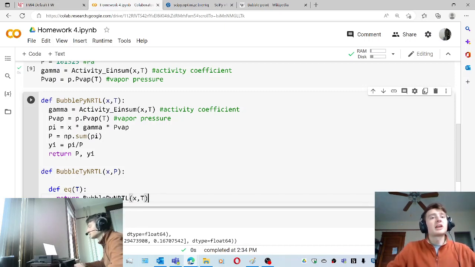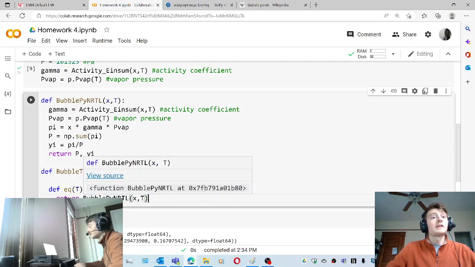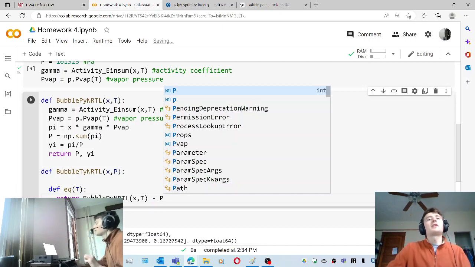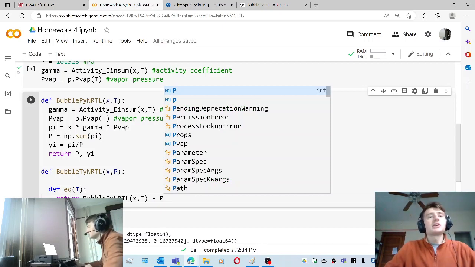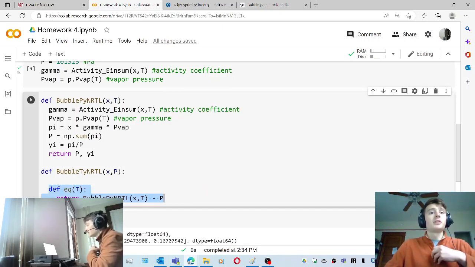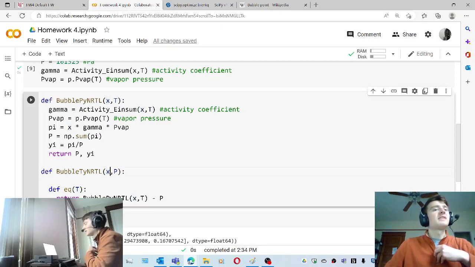But what I want to say is I want to use a root solver to find this. So I want to find not just any value of this function, but the root of this function when it is equal to whatever pressure. So I'm going to subtract off the pressure, which basically tells me that when this EQ function that I've defined right here is equal to 0, that's the point at which the temperature is equal to the bubble temperature for a system with these components, right?